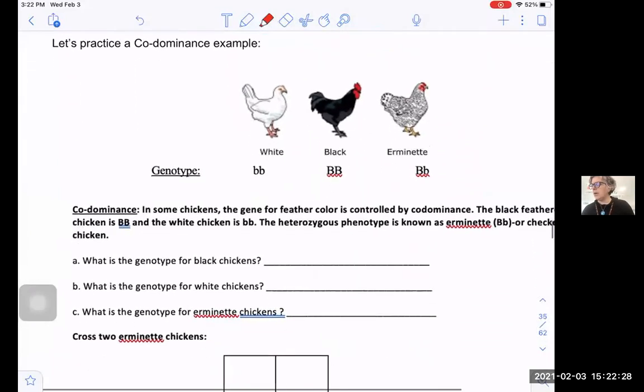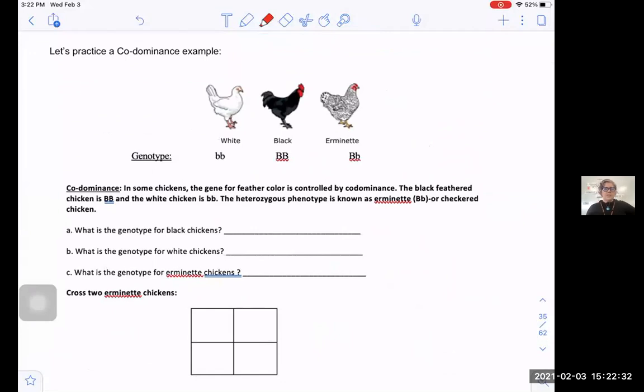But before we do that, let's do a codominance example together. Here we have my white, black, and checkered chicken. This feather color is being controlled by codominance. If we use big B to represent the black chicken, and little b to represent the white chicken, then the heterozygous is big B, little b. If I ask you, what is the genotype for the black chicken? What would you write? BB, capital B, capital B. Yep, so make sure you say the size, big B. Remember, the word genotype is one of your vocab words, and it just means what alleles they have. What is the genotype for the white chicken then? Little b, little b. And my checkered chicken, also known as erminette? Big B, little b. Yep.